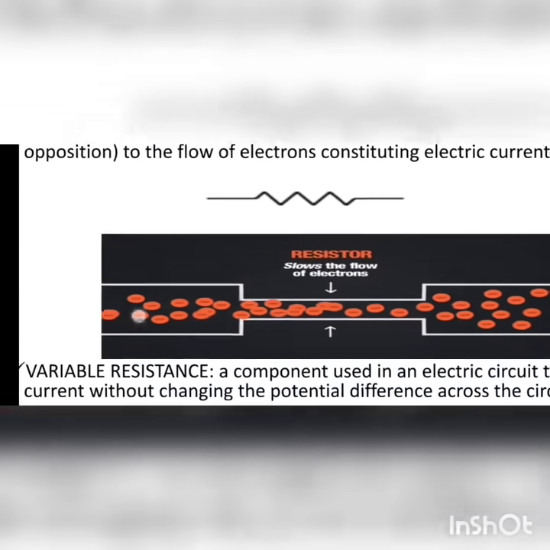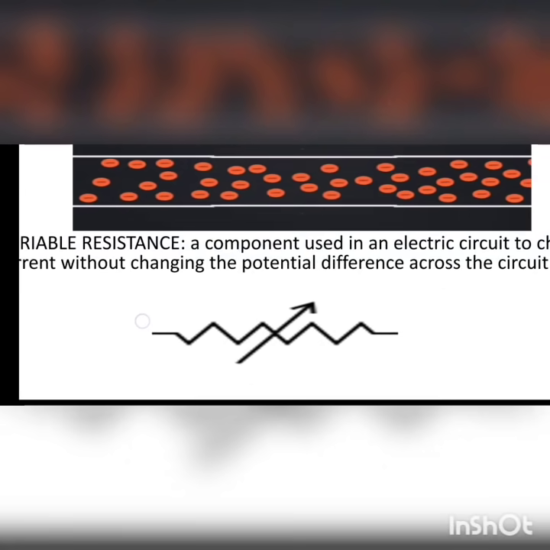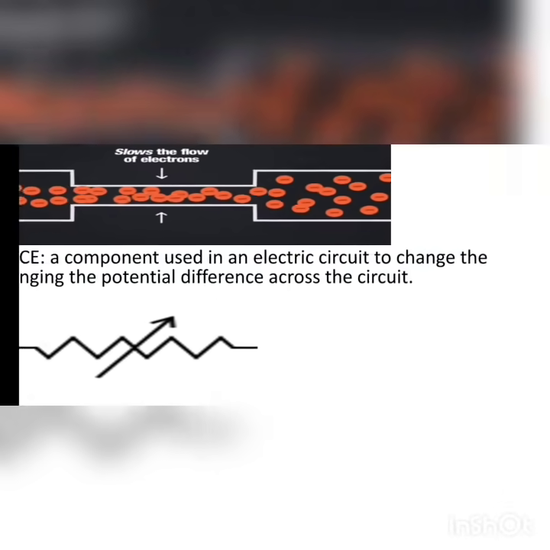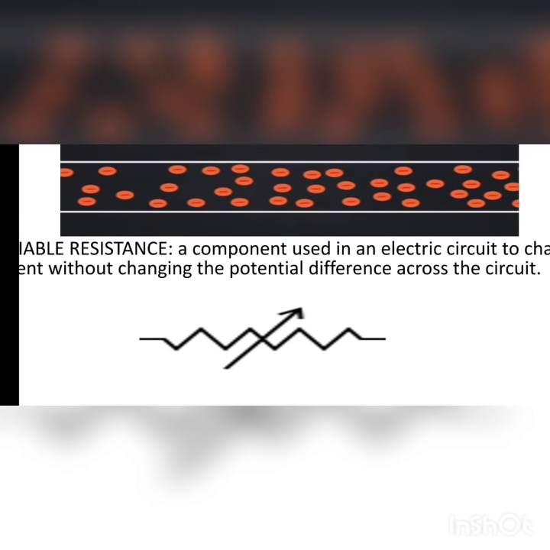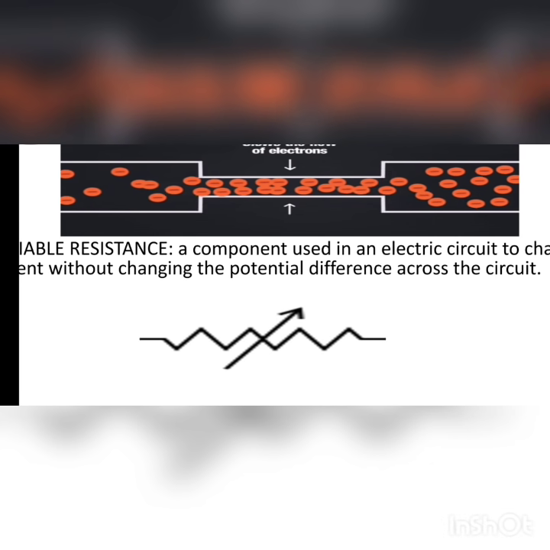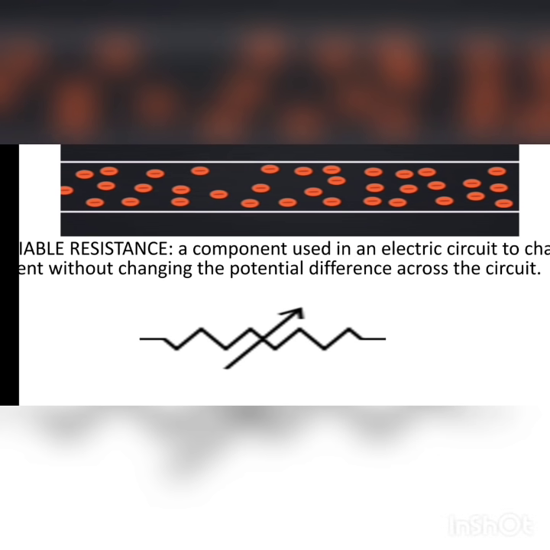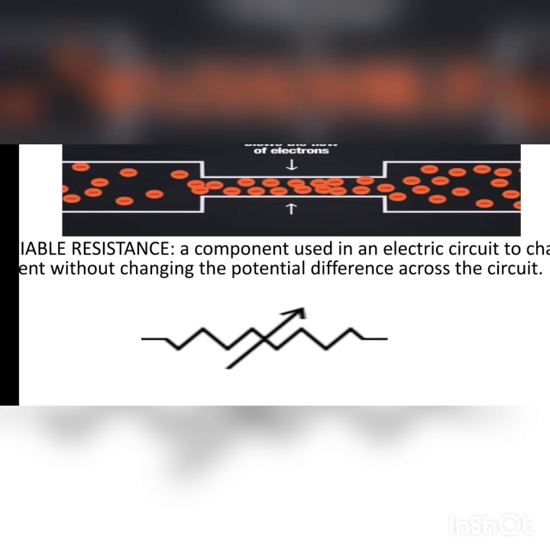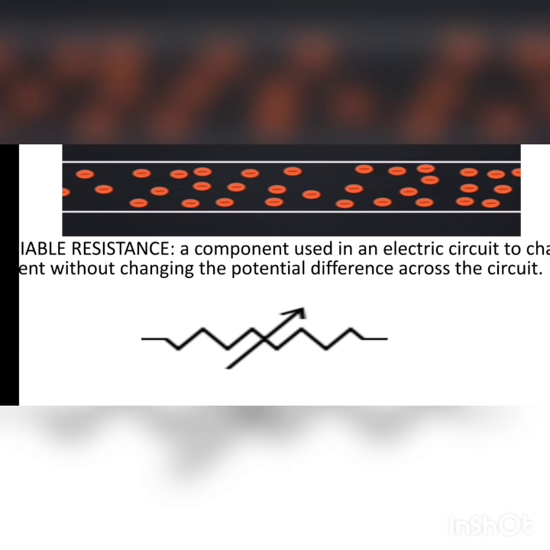This is a symbol for resistor. Next is variable resistor. Basically variable resistor is also a device which changes the current without changing the potential difference across the circuit. Now I have put a battery of a certain potential difference, but I want the resistance in the circuit to keep changing. For that I am going to insert this variable resistor. The symbol of a variable resistor is a little different. So just keep this in mind, what is the difference between these 3: fixed resistor, variable resistor and rheostat.